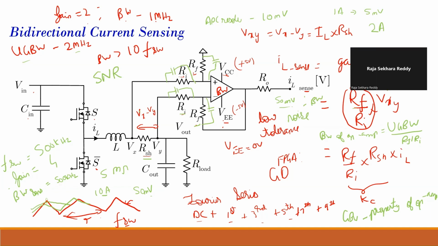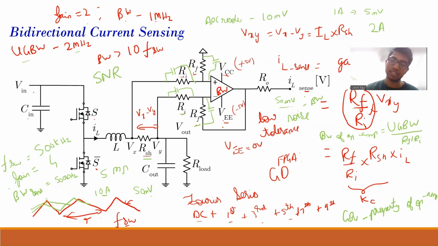Is there a way to select that bandwidth, sir? Is there any method, or is it by trial and error or practice? Yeah, by trial and error, practice actually. You can set the gain and design everything. First thing is the bandwidth should be greater than 10 FSW. That is your standard. Then you also want to limit the bandwidth, so for that you connect these capacitors.